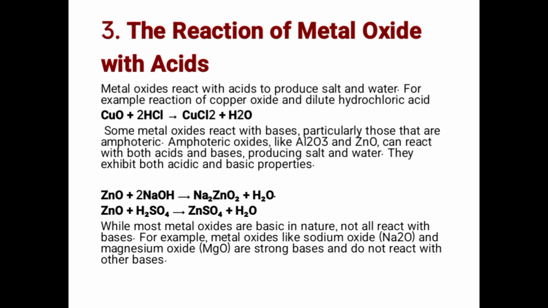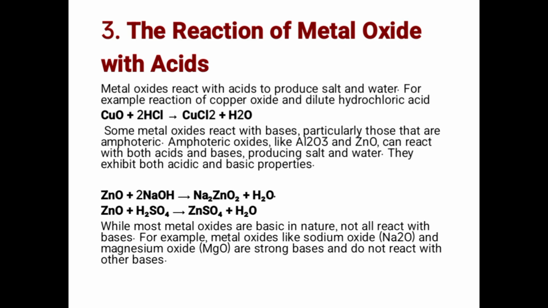Please take note. Number 3, metal oxides can also react with acids and bases. Now, an example of a metal oxide is copper oxide. Copper oxide can react with dilute mineral acid to produce the salt, copper chloride, and water.